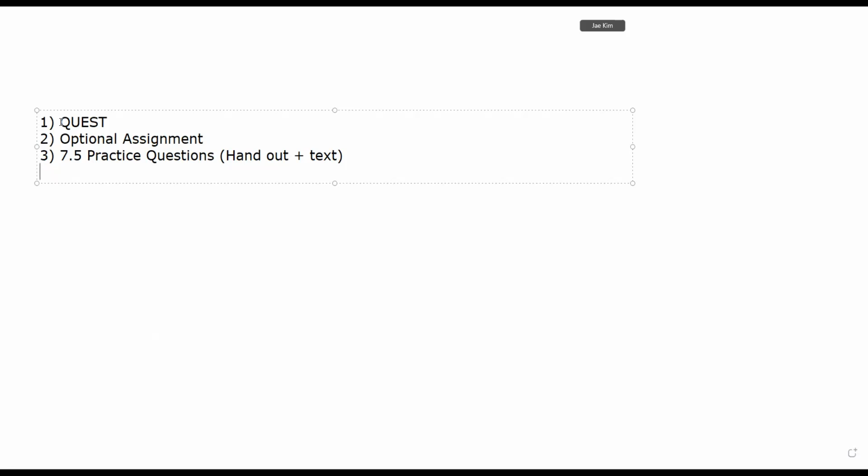Think of what you can and cannot do by tomorrow. Even if you don't get to the optional assignment, that's okay. I would think 7.5 is important because you have to get the quest done. Any questions?